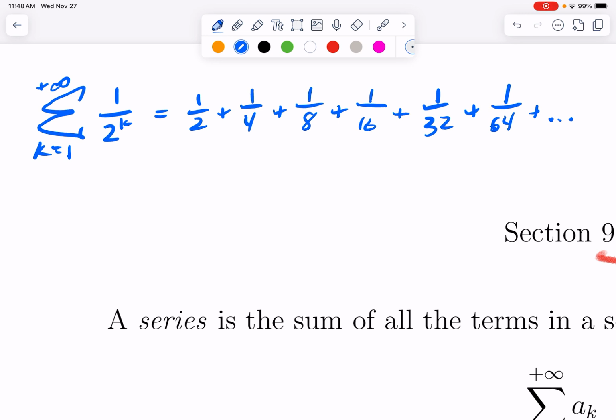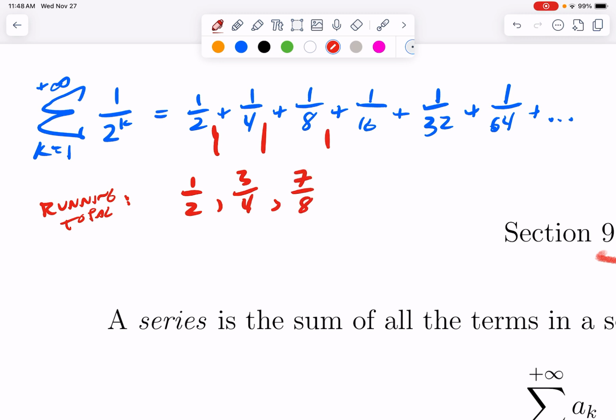I'm going to imagine a running total. Let's say I'm not adding infinitely many things. I'm adding finitely many things. So if I stop after the first one, my running total is 1/2. If I stop after the second one, I have 1/2 plus 1/4, which is 3/4. If I stop after 1/8, my running total is 7/8. My next running total is 15 over 16. My next running total is 31 over 32, then 63 over 64, etc.